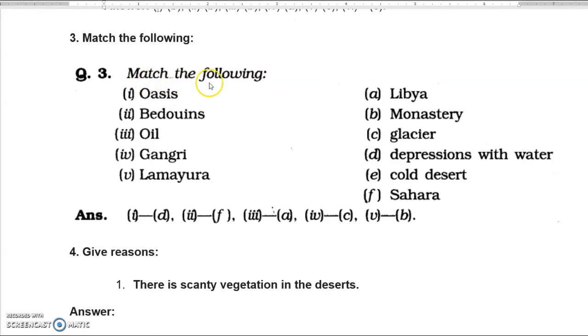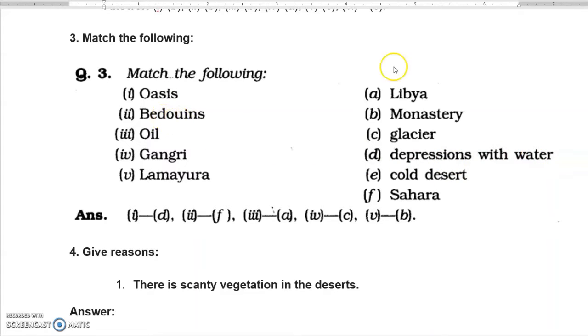Then next one, match the following. Oasis, Bedouins, oil, Gangri, Lamayura. Then Libya, monastery, glacier, depressions with water, cold desert, Sahara. So oasis is matched with depressions with water. Okay. So oasis means the depressions with water.